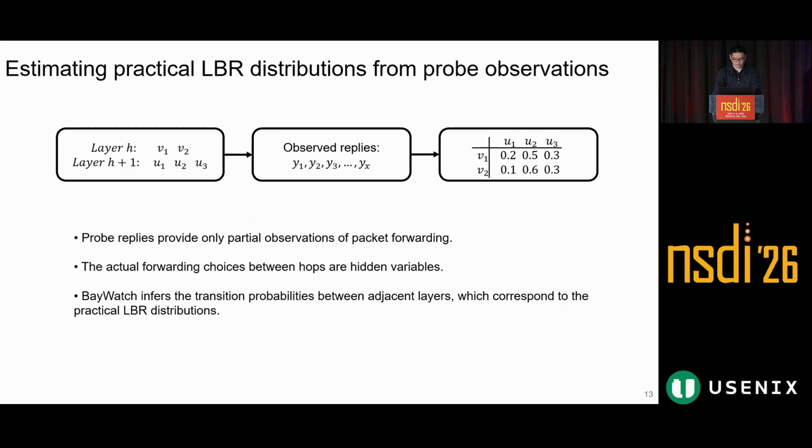These slides explain what parameter estimation means in BayWatch. On the left is the hidden forwarding structure between adjacent layers. In the middle is what we actually get from measurement, a sequence of probe replies. So we do not directly observe the true forwarding probabilities. What we observe is only a partial footprint of them. This is why BayWatch needs hidden inference. It uses the observation to infer the transition probabilities between adjacent layers, which correspond to the partial LBR distribution.